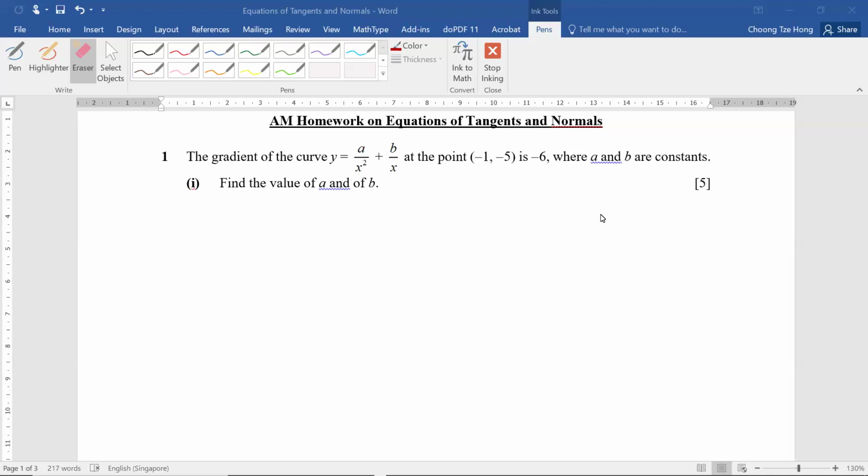Okay, so the question goes, the gradient of the curve y equals a over x squared plus b over x at the point -1, -5 is -6, where a and b are constants. So find the value of a and b.